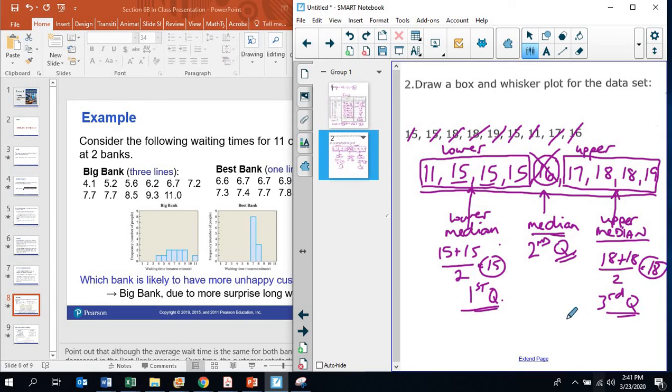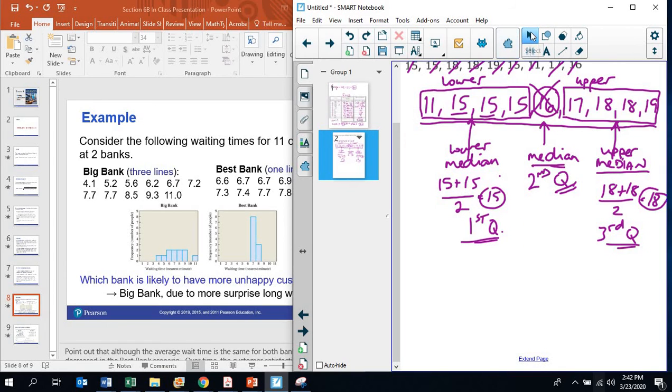Okay. So now, how do we make this into a box plot? A visual representation. So I'm going to give myself a little bit more room down here. And then what I'm going to do is basically draw a number line. At one end of this number line, I'm going to put my very first number, 11. And at the other end of the number line, I'm going to put my next number, 19.